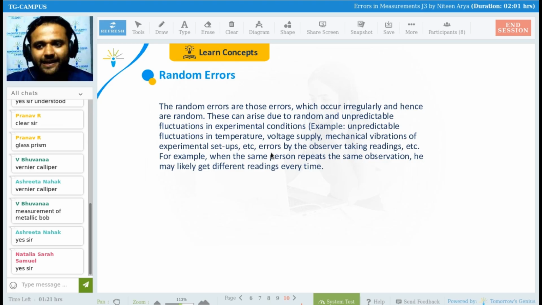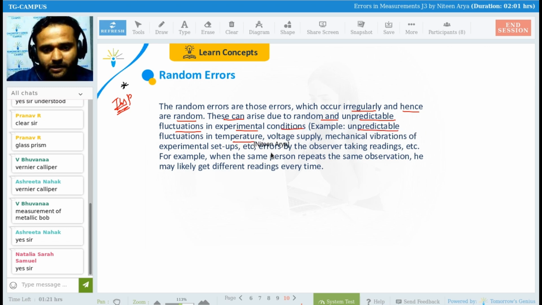Okay. So now the second category is random error. That is an important one, as we have the systematic one. There are three types of systematic error, and in the same way we have random errors. Random errors are those errors which occur irregularly and hence are random. They can arise due to random and unpredictable fluctuations in the experimental conditions. Examples are unpredictable fluctuations in temperature, voltage supply, mechanical vibration of experimental setups, etc.